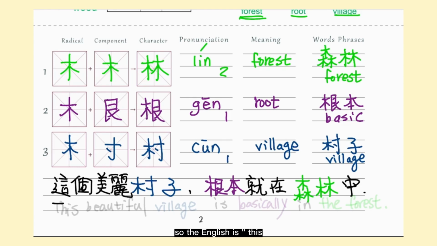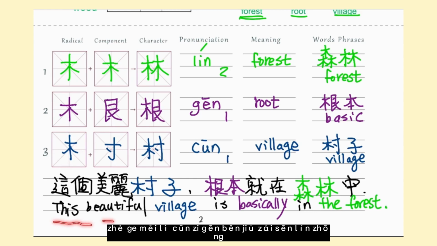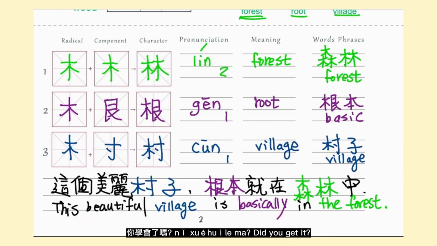So the English is this. Beautiful village is basically in the forest. Okay, so the whole sentence. 这个美丽村子根本就在森林中。你学会了吗？I hope you found this video helpful.